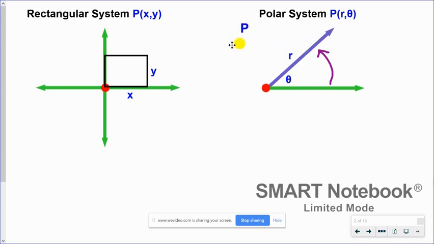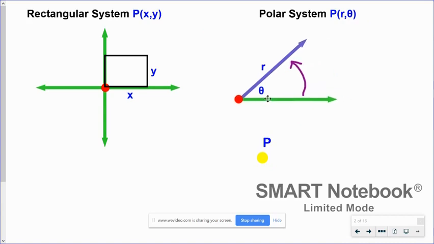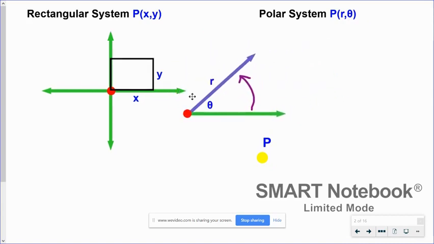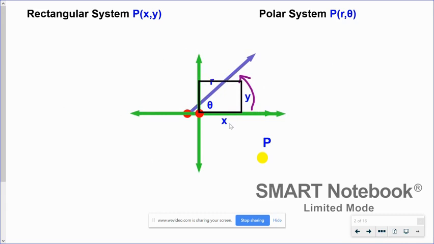So any point P can be defined in terms of X and Y in the rectangular system, but also in terms of R and theta in the polar system. It's going to be very helpful for many of you to think about these systems at the exact same time. Notice, I can think about point P in both the polar system and the rectangular system, and in my mind, I can translate back and forth from one system to the other.